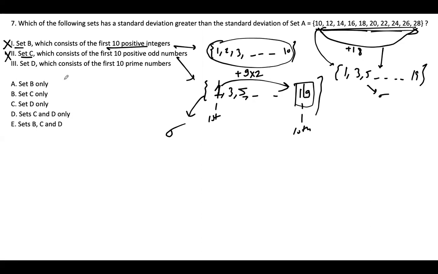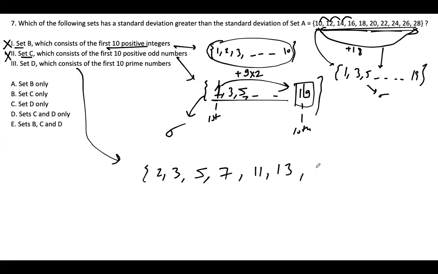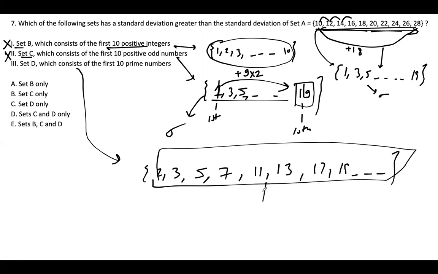Okay, go for set D, Sanjana. Set D consists of the first 10 prime numbers. Prime numbers are not consecutive increases as in an AP. This is also an AP, but this will not be in AP. 2, 3, 5, 7, now it's increasing, 11, 13, 17, 19, and so on. So as you can see, the range of this will be greater with respect to this.